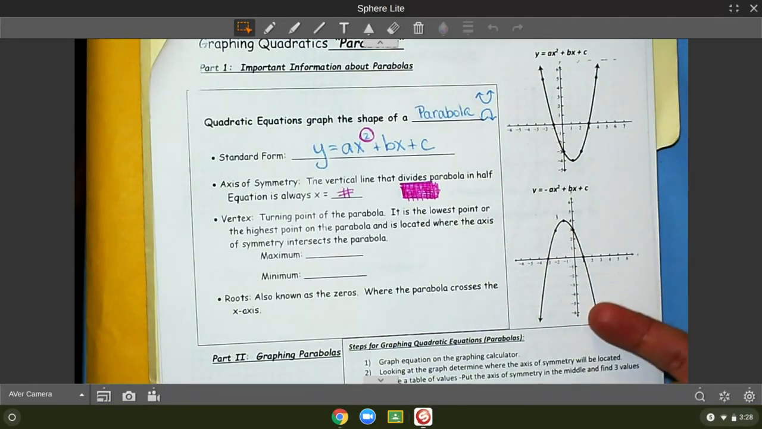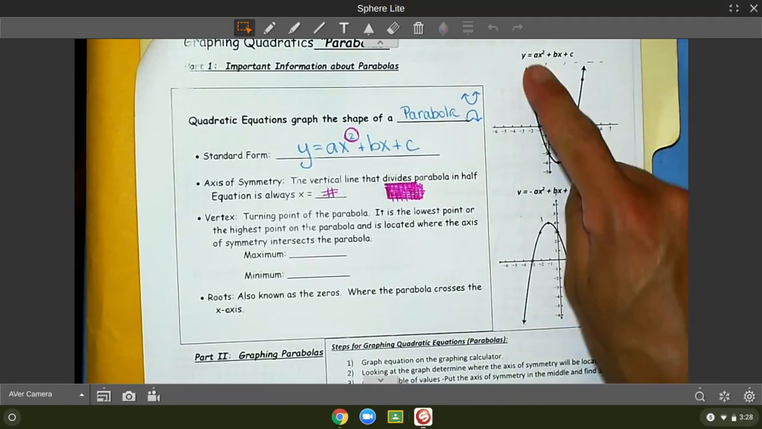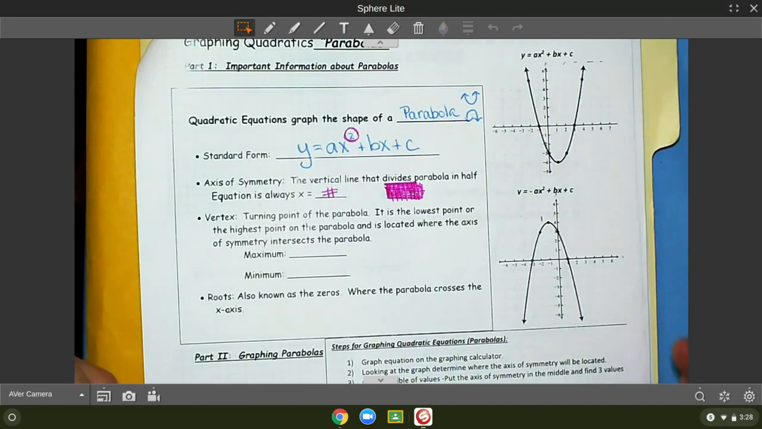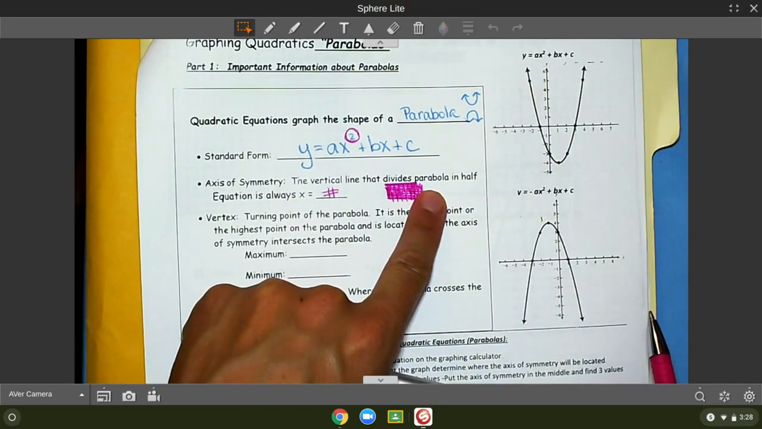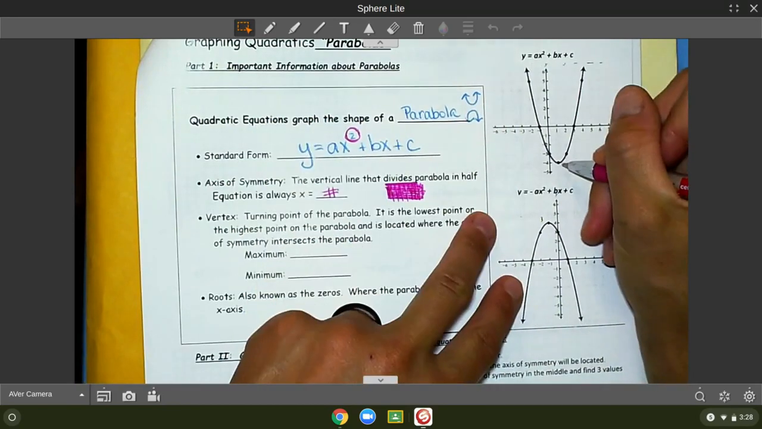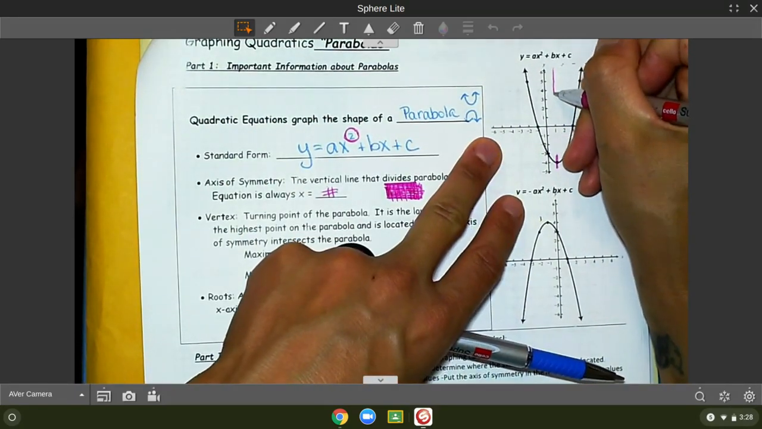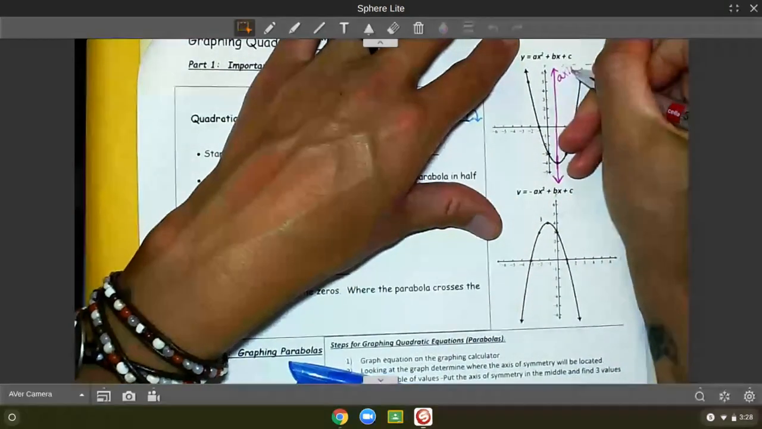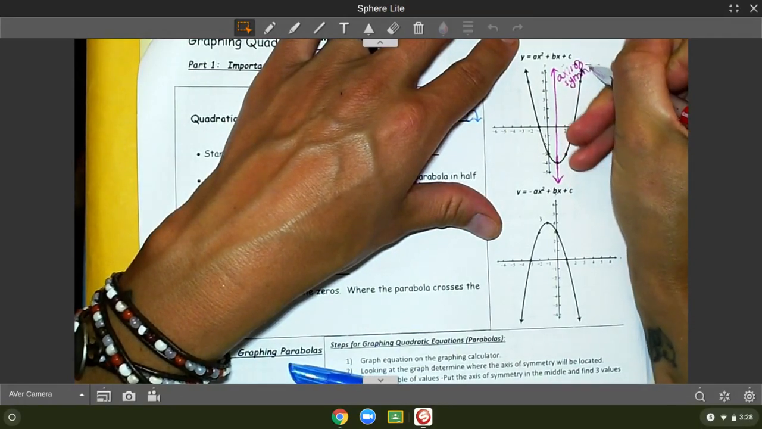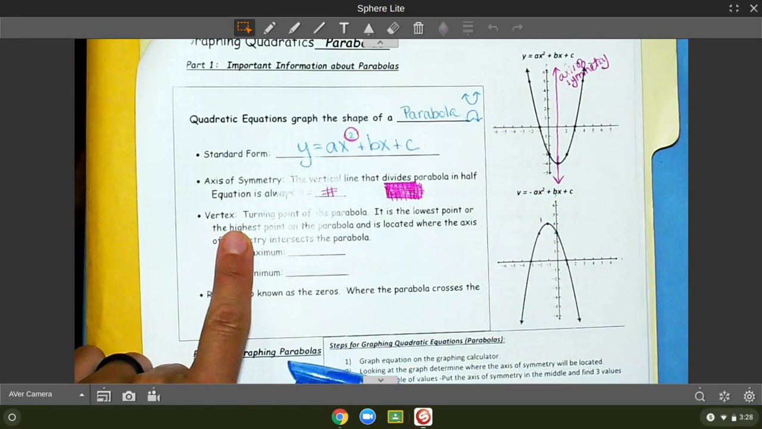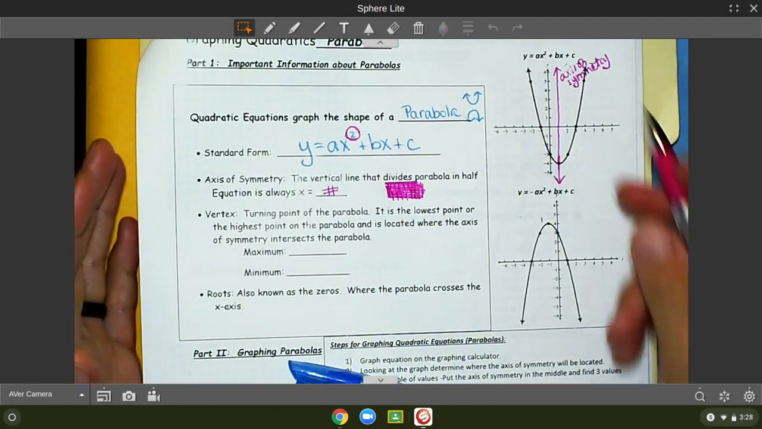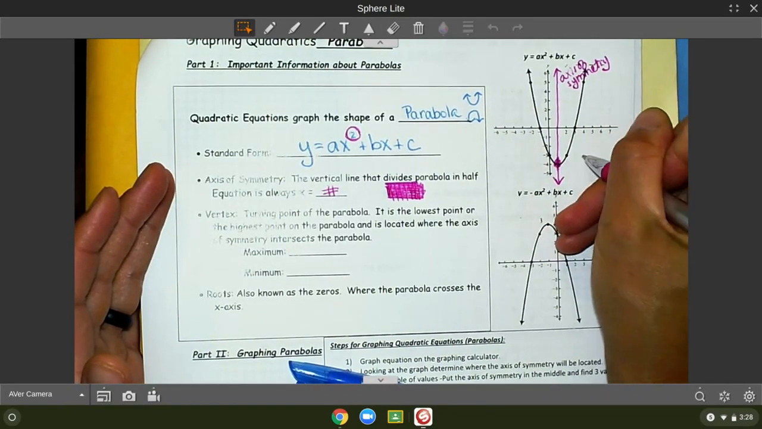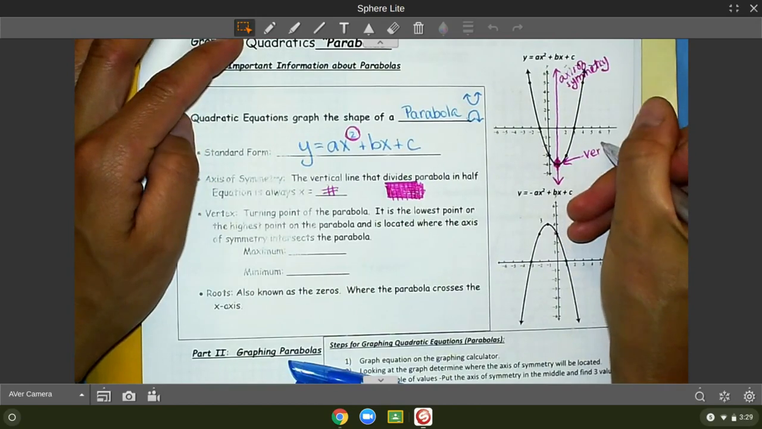So let's look at these two different parabolas. All right, so if I look at this parabola, it's in the shape of a U. If I wanted to draw my axis of symmetry, remember the axis of symmetry divides the parabola in half. So look, where's the halfway point? Well, it's going to be right here. So that means this would be my axis of symmetry. Okay, and then the vertex is going to be the turning point. So let's see, where does this parabola stop going down and start going up? Right here. So this right here, this is your vertex.